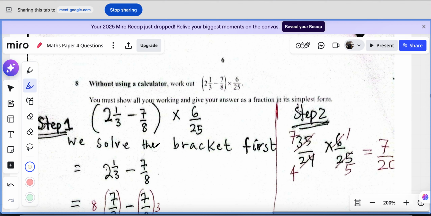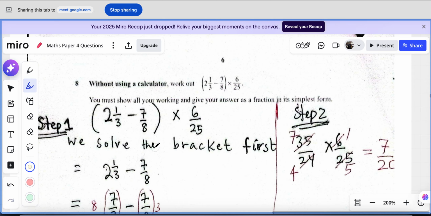Now, you say without using calculator, you see what they said? Don't use calculator. Remember paper 2 at this time, we are still using calculator. Paper 2 now, you are not allowed to use calculator. The questions are still similar, but you just leave your answer in fraction. You don't necessarily have to leave your answer in decimal.